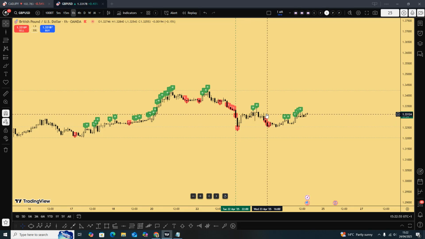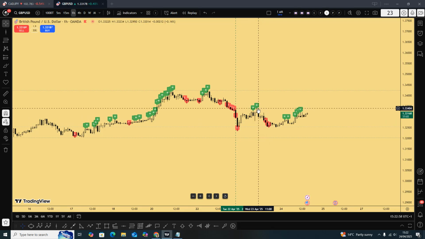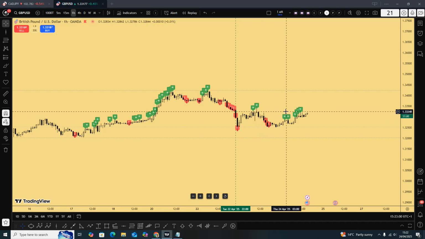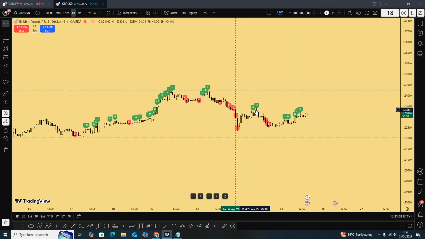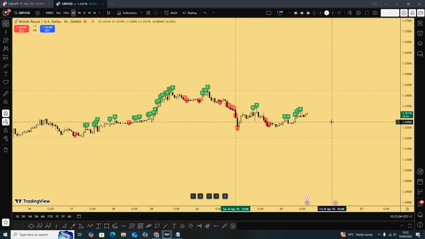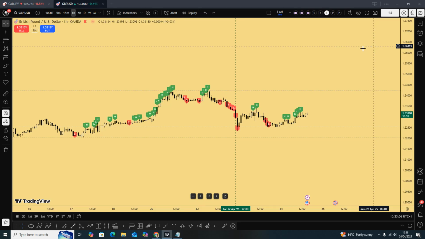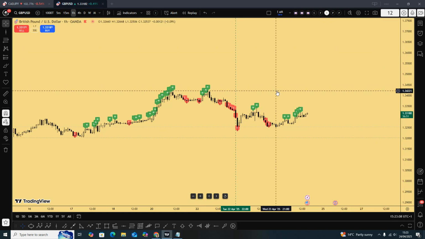As you can see, once we start to break above this pullback high, you don't have to trade it then. You can wait for a break and pullback, then you can buy it. And that's how you use this information to make a trading decision.